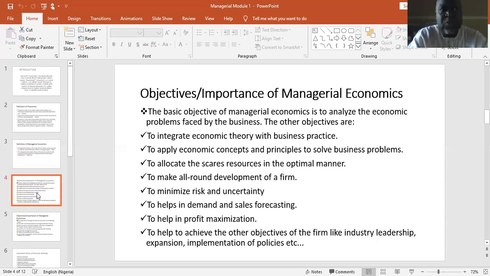And then there are many other sub-objectives of the study of managerial economics, some of which are to integrate economic theory with business practice, to apply economic concepts and principles to solve business problems, to allocate scarce resources in the optimal manner, to make all-round development of the firm, and the rest of them. So basically, the main objective is using economic theory or economic tools of analysis to analyze business problems and then provide solutions.